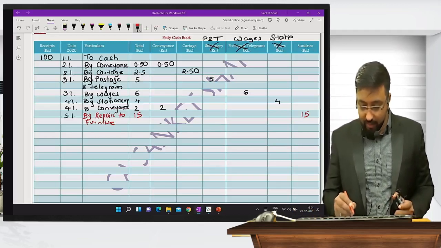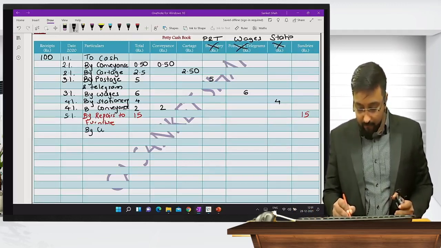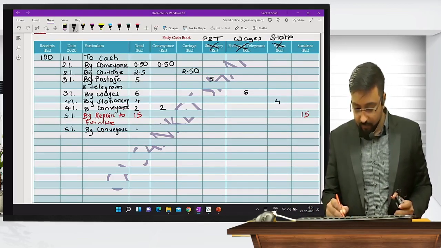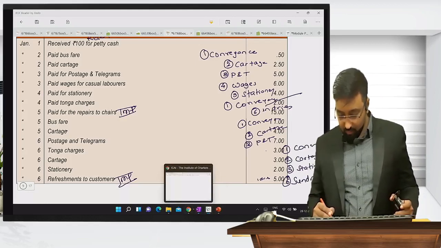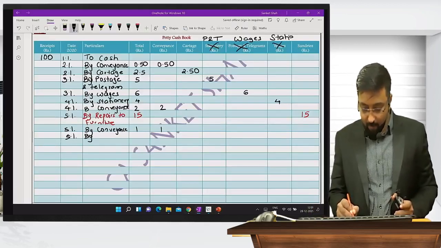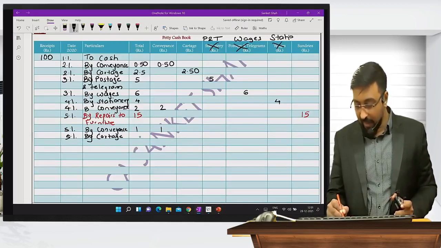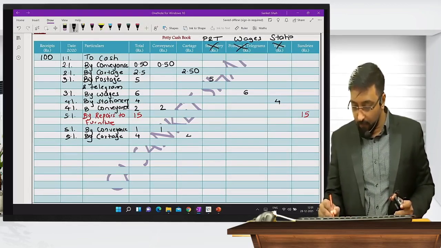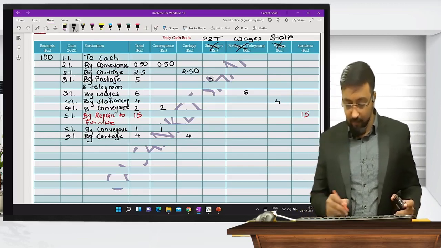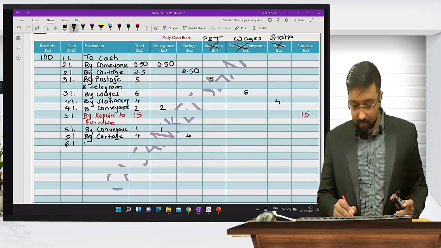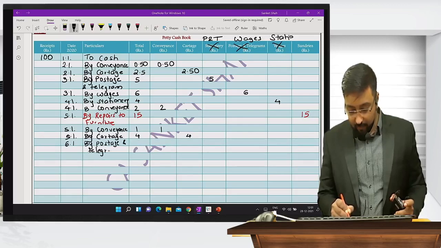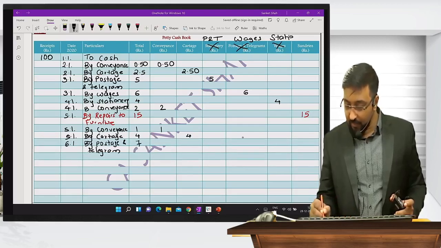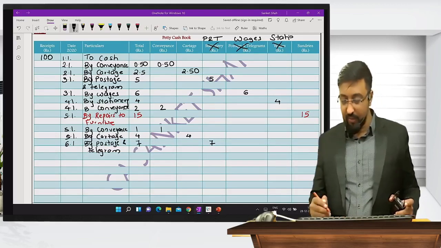Conveyance now once again. Date, normal pen. 5 only. By conveyance. How much? 1. Next, by cartage. Same date. By cartage is 4. Next, by postage and telegram, amount 7. Third column 7.